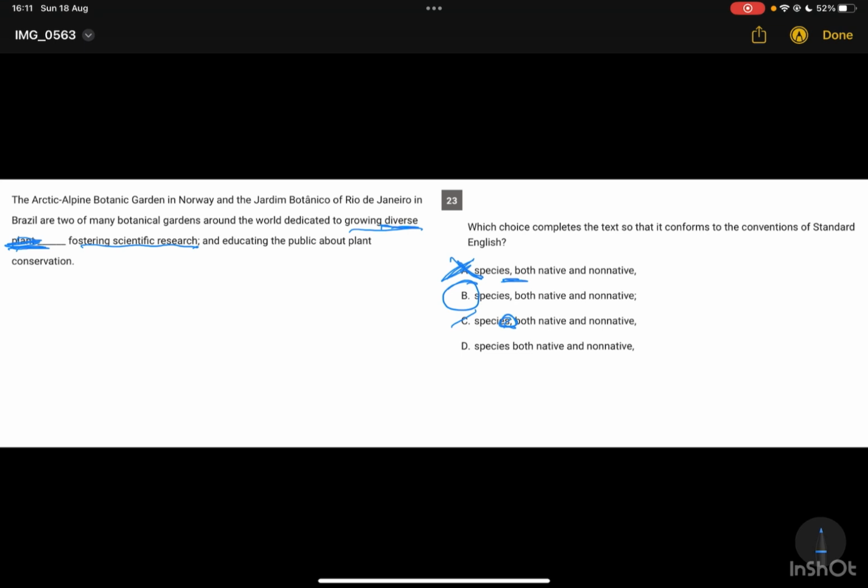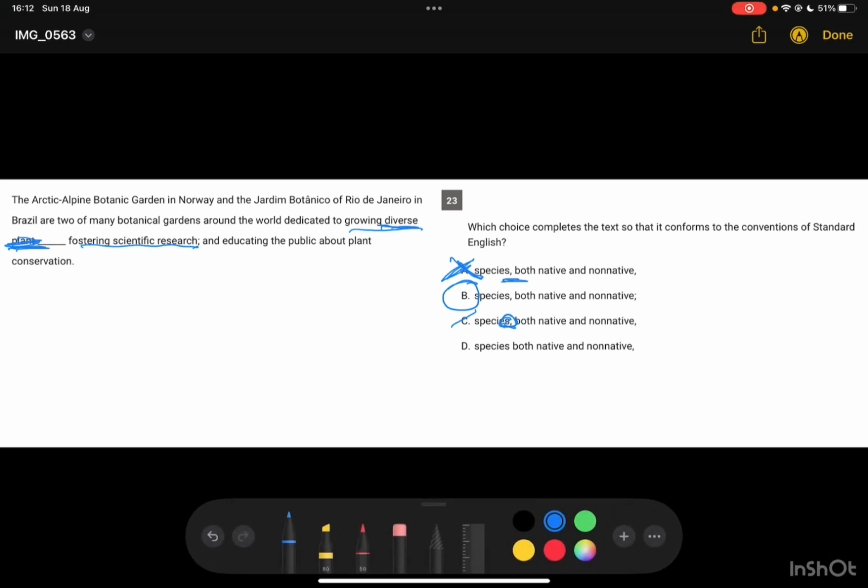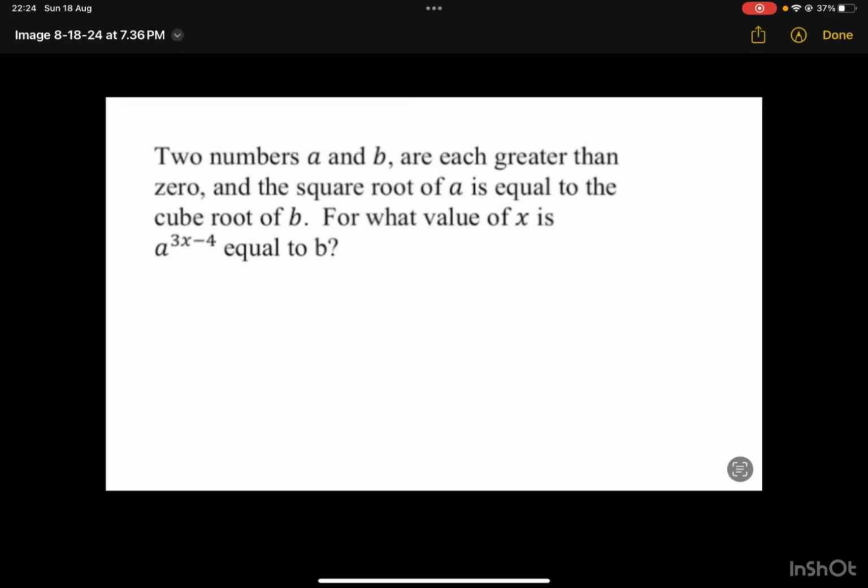So D is also incorrect because it fails to use appropriate punctuation to separate the noun phrase diverse plant species and the supplementary phrase both native and non-native that modifies it. A comma can be used in this way to separate a complex series once again. So that's not going to be the answer either. So the final answer is going to be B. Okay, so let's go on with another question.